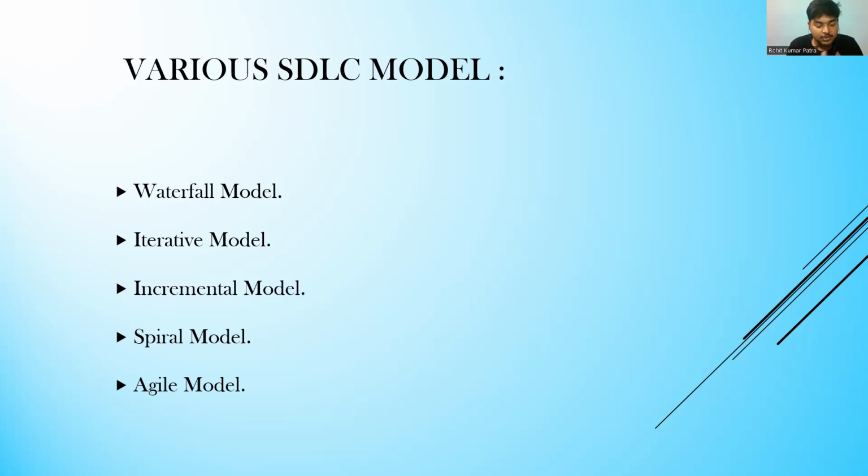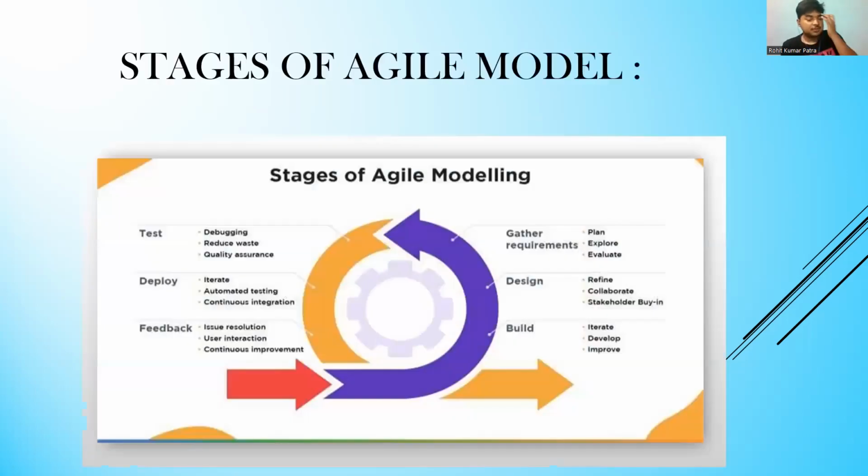It is good or bad. So in this development life cycle, we have taken the agile model in our project. So here are the stages of the agile model. The first stage is gathering requirements. That means what the project will be, the planning, how it will be.